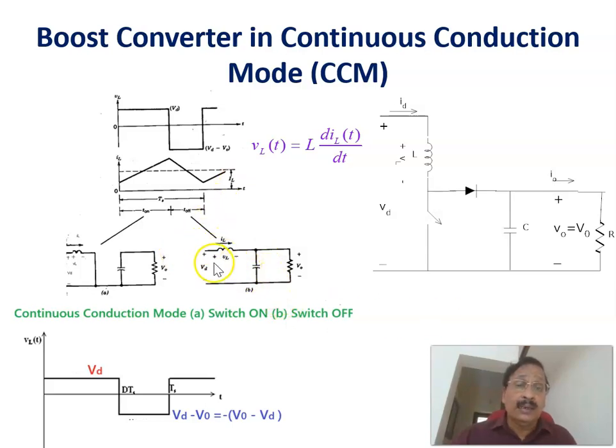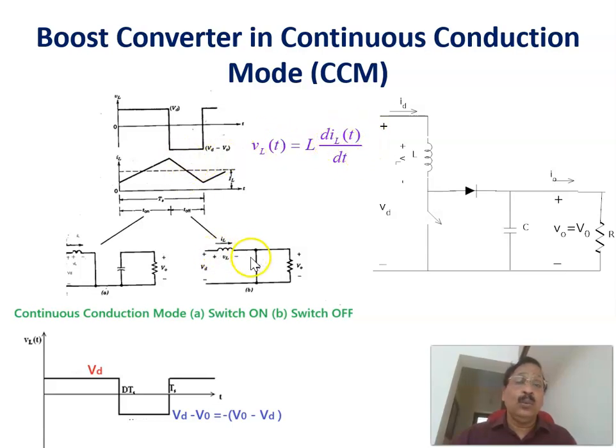Here, the voltage across the inductor is given by Vd minus V0. Vd minus V0 is the voltage across the inductor. Therefore, Vd minus V0 is actually minus of V0 minus Vd. Of course, we'll see that later. For that, this is a negative voltage that is coming across the inductor. Since the voltage across the inductor is negative, dIL by dt is negative.